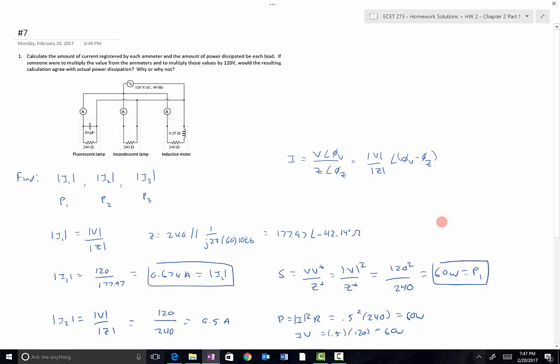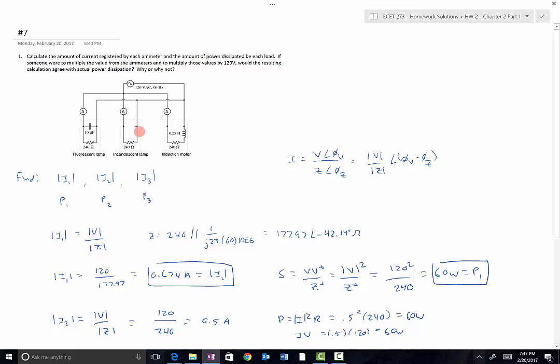The last question was, if you took the value from the ammeters and just multiplied them by 120, would the resulting calculation agree with actual power dissipation? Why or why not? For the fluorescent lamp circuit, the current that we measured isn't the current through the resistor, it's the current through the total circuit. And we only need the portion of that current that goes through the resistor to determine power. So for the case of the fluorescent lamp, multiplying the value from the ammeter by the voltage from the voltmeter does not give circuit power because it's overestimating the current flow to the resistor. You can say that I_R is not equal to I total.